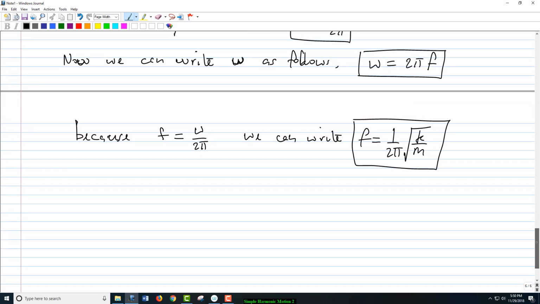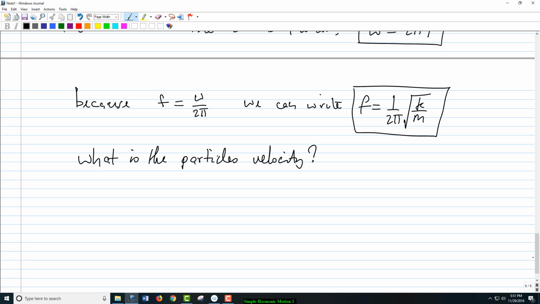The question next then is, what is the velocity of the particle in simple harmonic motion? Note that since the particle is in simple harmonic motion, its velocity is going to oscillate along with its position. Recall that we already have that the position of the particle in simple harmonic motion can be described as a cosine of omega t plus phi. And this shows that the particle is in oscillatory motion, meaning that its position changes along a cosine curve.